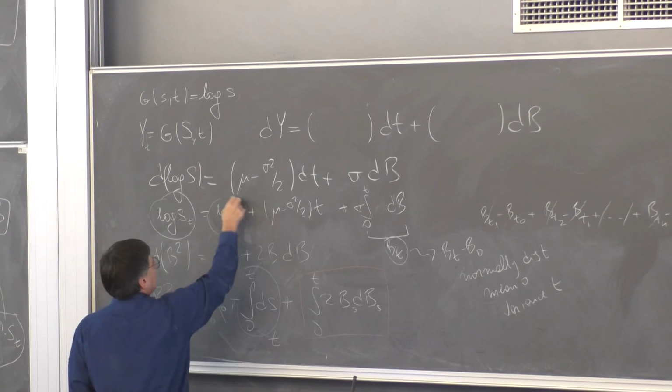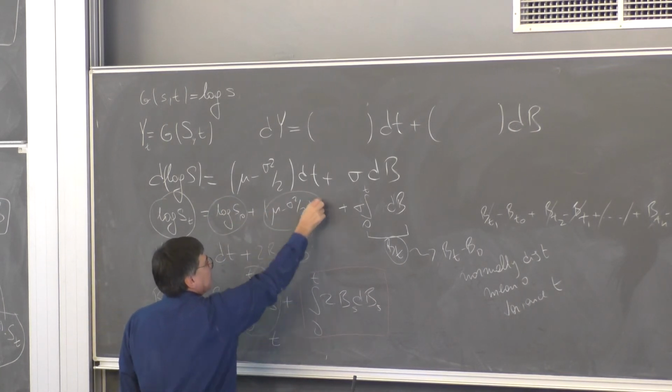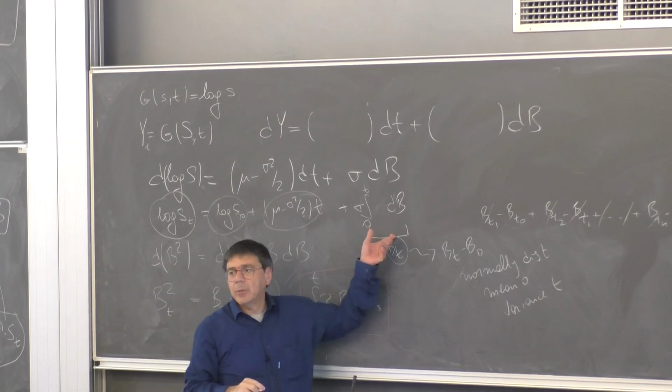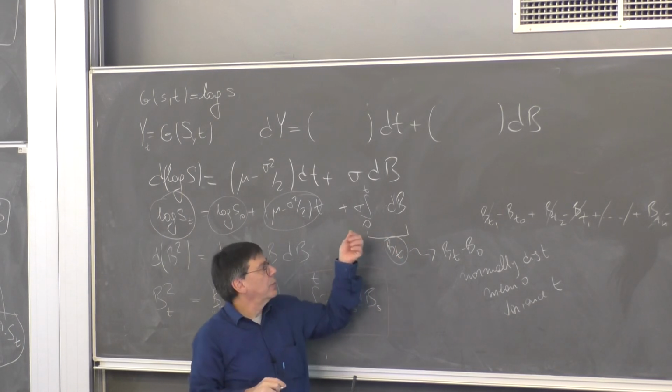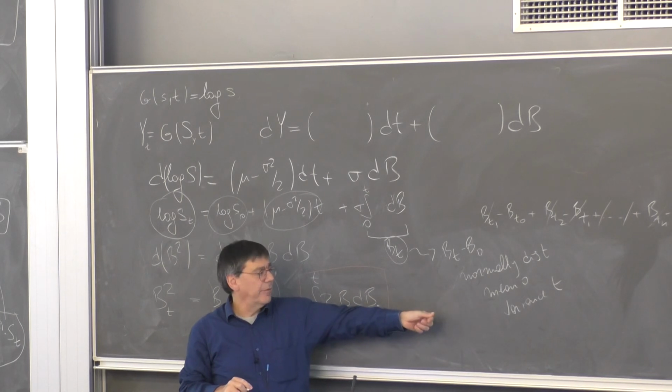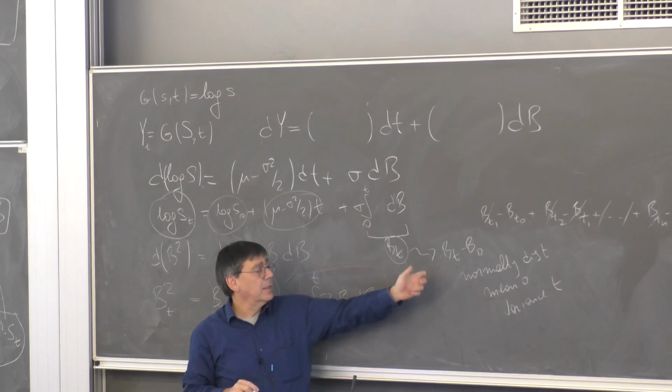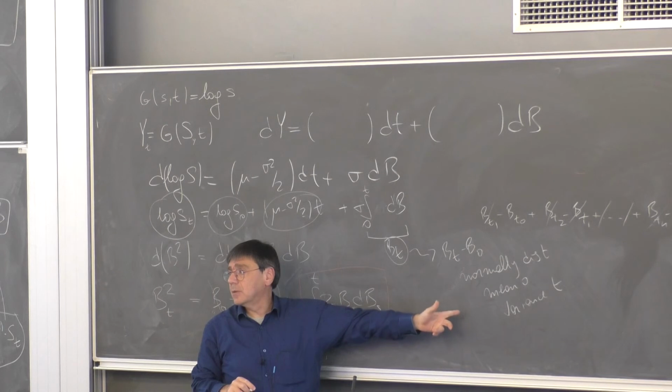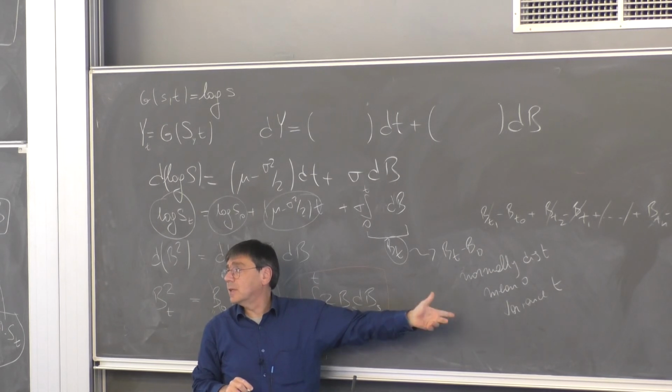So now we look at this and we say, we know all there is to know about this random variable. It's this number plus this random variable, which we understand completely. We have sigma times this normally distributed random variable with mean 0 and variance t. Sigma times that is normally distributed with the same mean of 0 and with variance sigma squared.